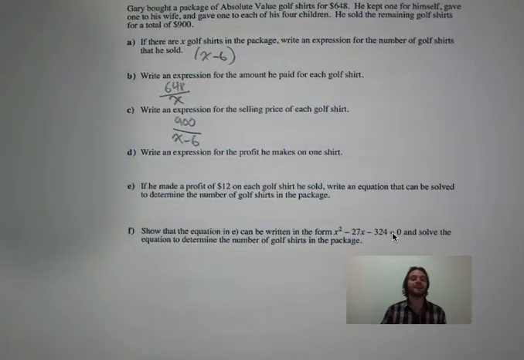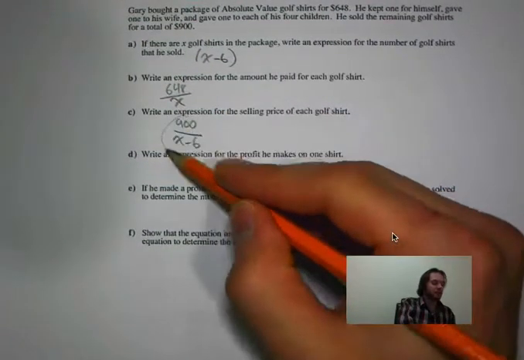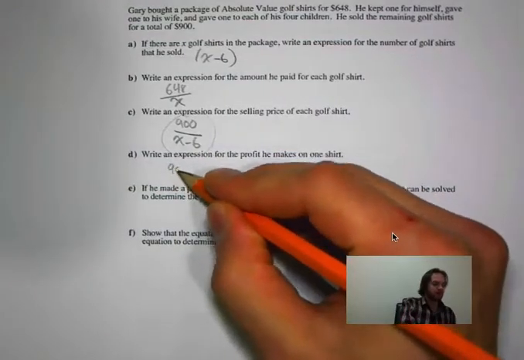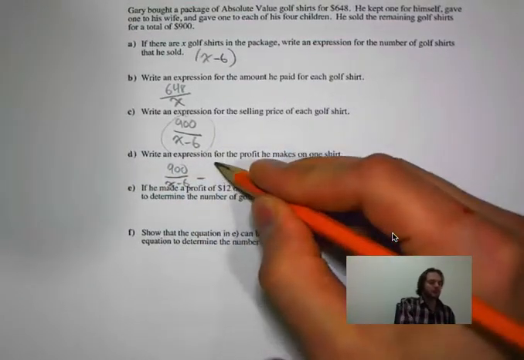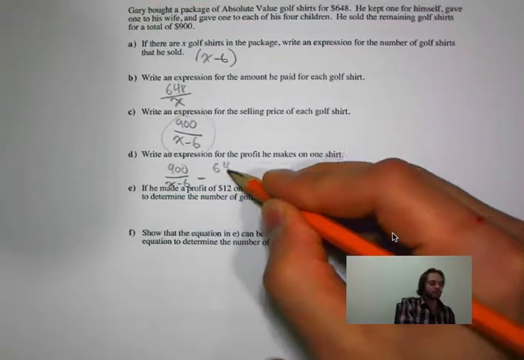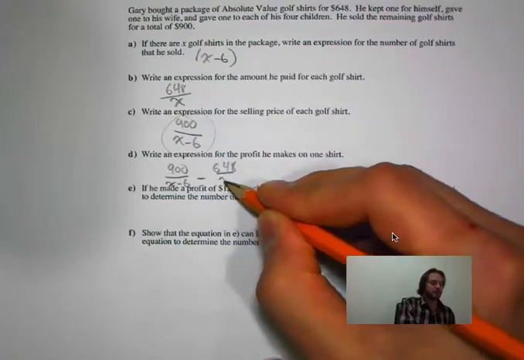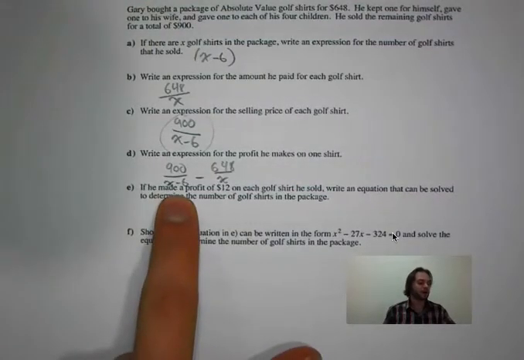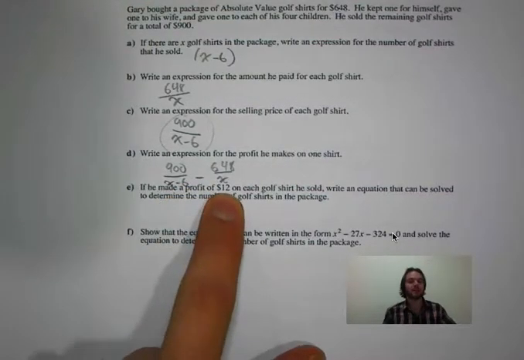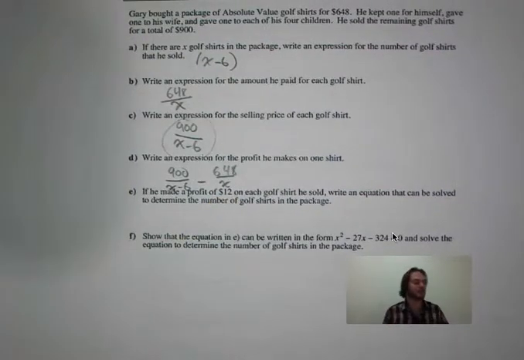Now it says, write an expression for the profit he makes on one shirt. Well, if you want to know the profit, that is going to be how much he sells it for, so that's the 900 over X subtract 6, subtract the amount he paid per shirt, right? That's it. So what he sells for, subtract the amount he paid for it, will tell us the profit on each shirt.